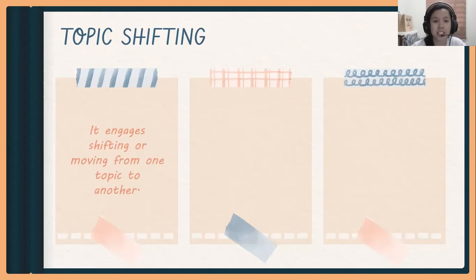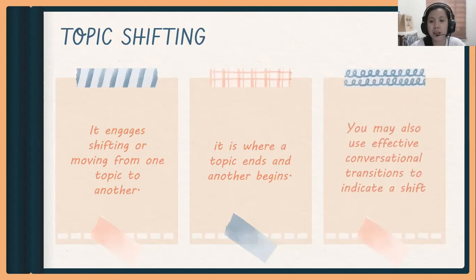The fifth is topic shifting. As the name suggests, it engages shifting or moving from one topic to another. It is where a topic ends and another begins. You may also use effective conversational transitions to indicate a shift. In a conversation, we use by the way. We use this strategy in some situations when we don't like the topic. For example, your friends are backstabbing your classmates and you feel uncomfortable of the communication situation. So you decided to shift the topic. So that is topic shifting.